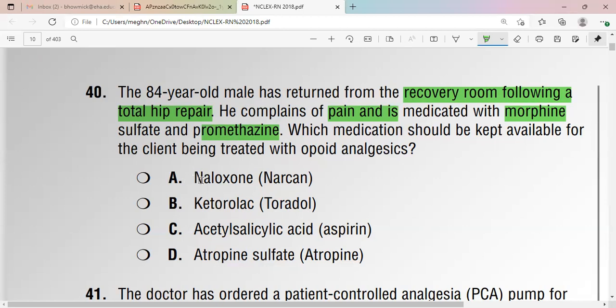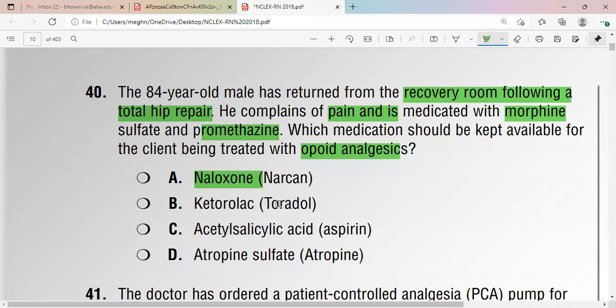like naloxone, ketorolac. Ketorolac is a pain medication. Acetylcysteine or aspirin, also atropine sulfate or atropine. So the correct answer is A, right? Naloxone. Naloxone is the antidote for opioid analgesia. What is opioid? Morphine, pethidine, meperidine. All together is called opioid, and naloxone is an antidote.